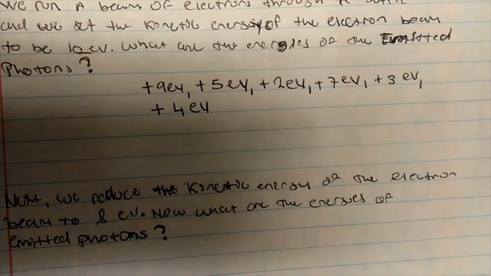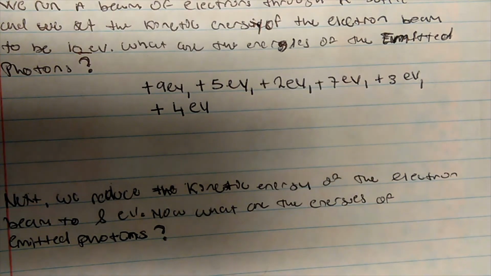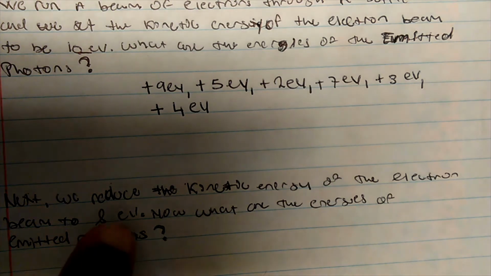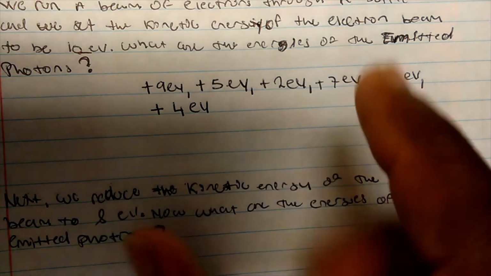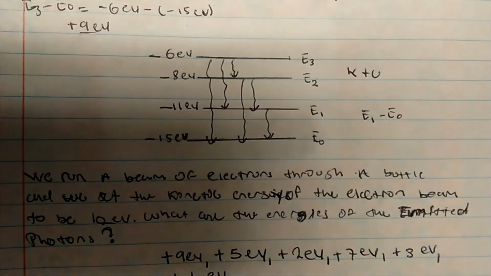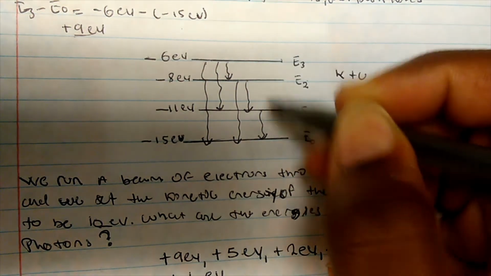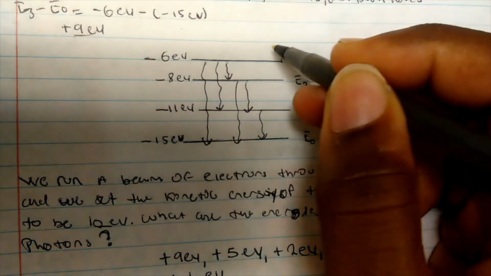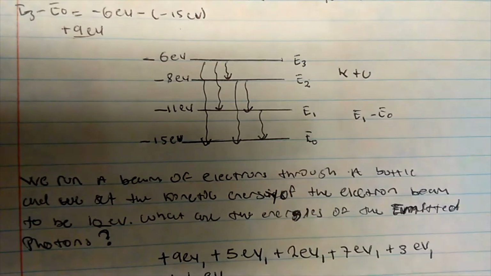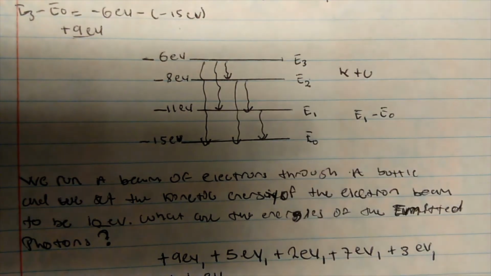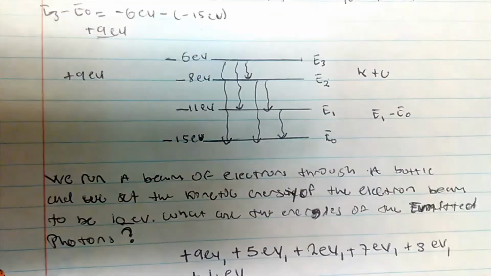So now let me ask you a question next. What if we reduce the kinetic energy of the beam to be 8 EV? Now, what are the energies of the emitted photons? Well, again, now it's reduced to 8 EV. And so if I go back up to my graph and I do the emission from the highest to the lowest, E3 minus E naught in this case, the highest to the ground state, well, we get a plus 9 EV again.